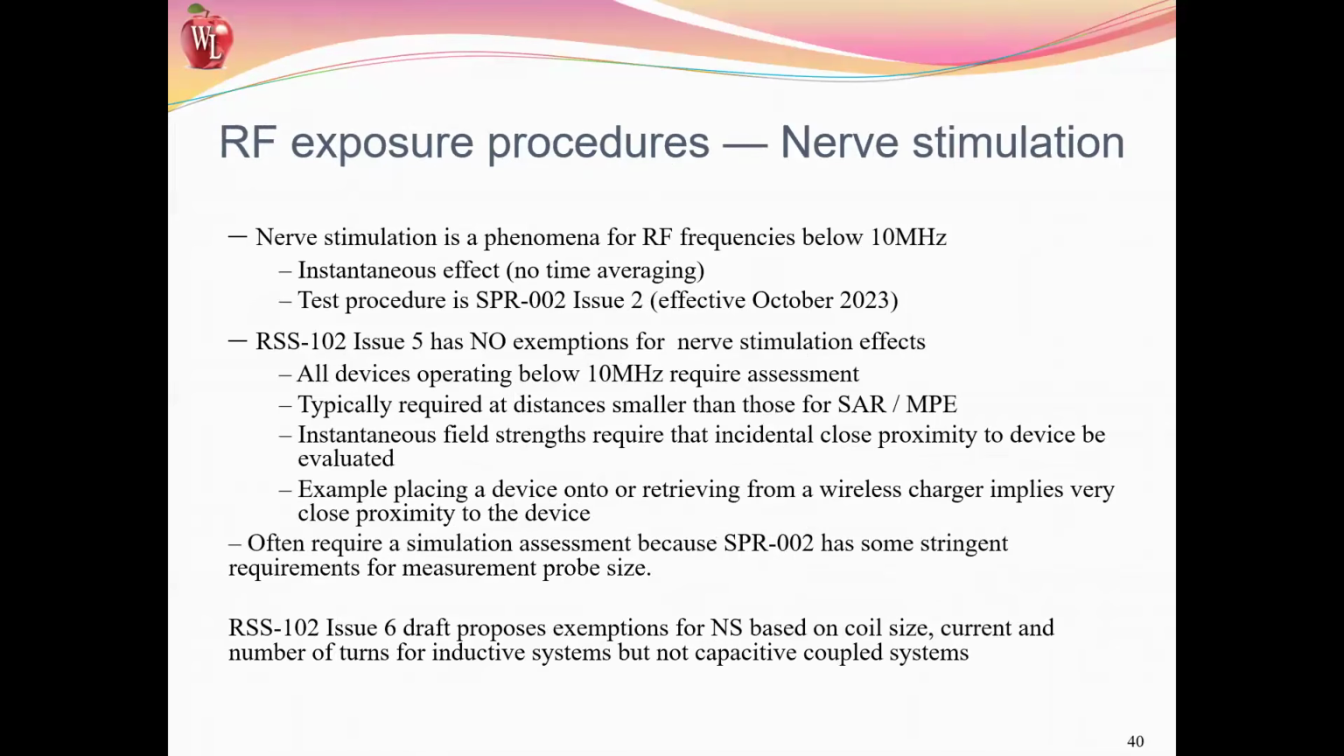Nerve stimulation is a phenomenon below 10 megahertz. It's an instantaneous effect. There's no time averaging for nerve stimulation. SPR-2 Issue 2 is in effect. That tells you how to do that test. Normally, the distance is less than it is for SAR and MPE. Issue 5 had no exemptions for nerve stimulation, so you would do nerve stimulation for devices under 10 megahertz, full stop. There's no exemptions, so you have to do the test.